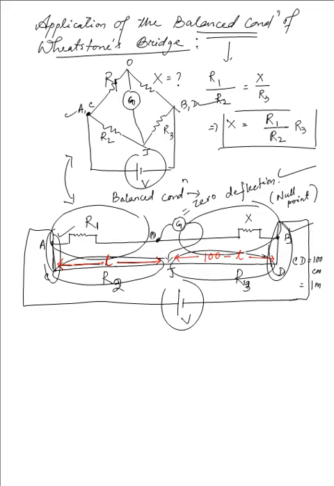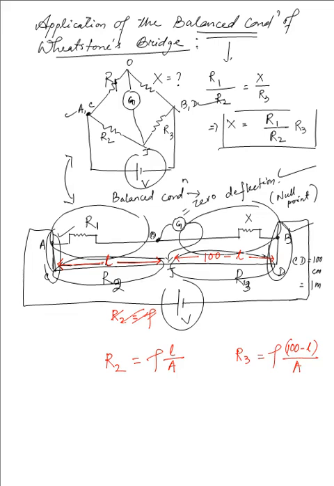Now, what is the value of R2? R2 is simply equal to rho, that is the resistivity of that given wire. Let me write that a little below. R2 is equal to rho times that length that we have obtained over there divided by A, the area of cross section of that wire CD. And what is R3? R3 is obviously rho multiplied with 100 minus L divided by A.